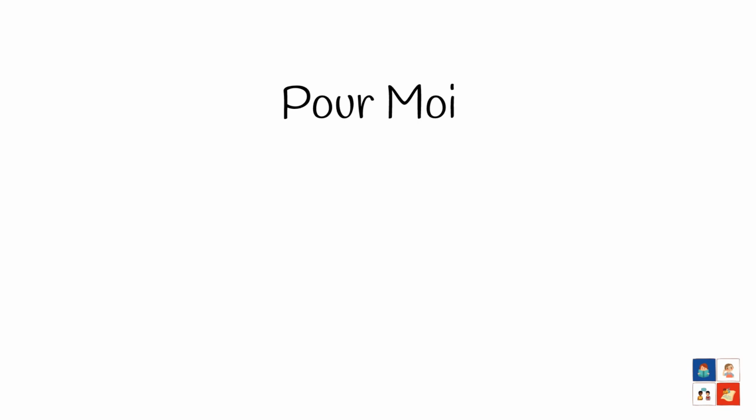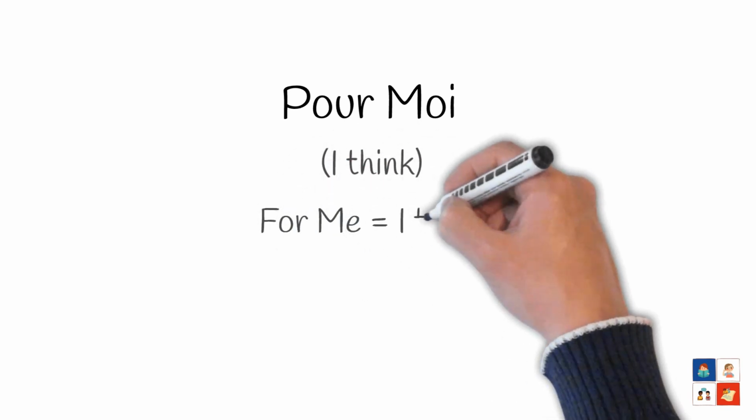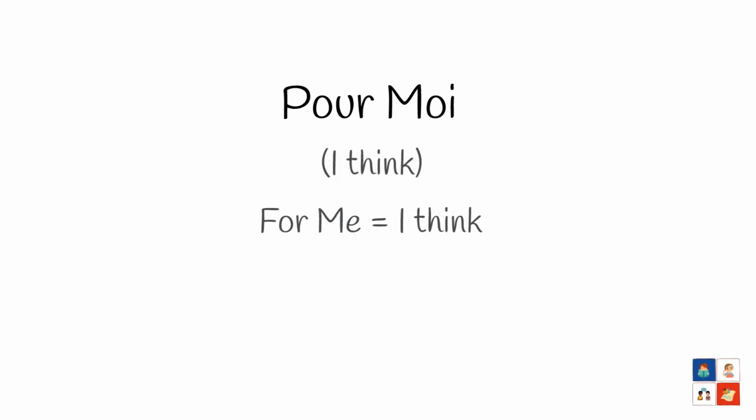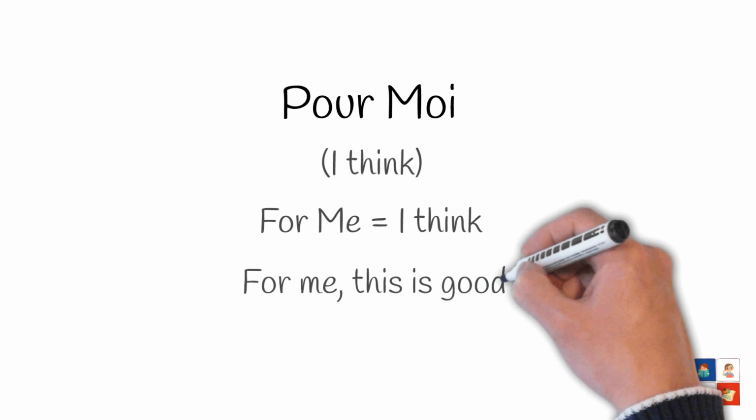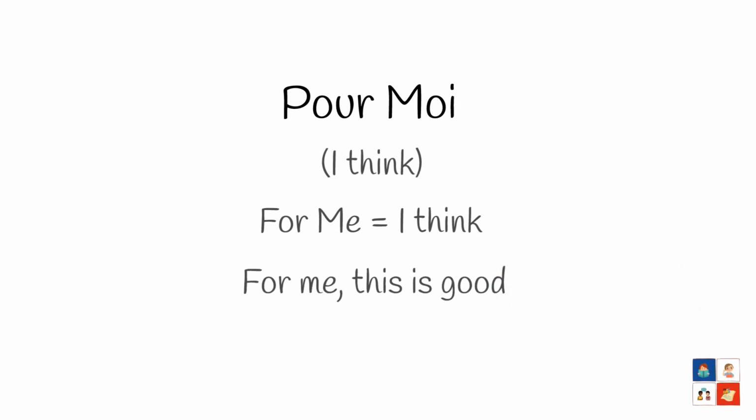Let's start. The first word we'll learn today is pour moi. Yes, I know you have learned this before, but here's a new meaning to it. Pour moi can also mean I think. Just like in English, the expression for me can be used to express an opinion. For example, for me, this is good. So that means I think it is good for me, right?